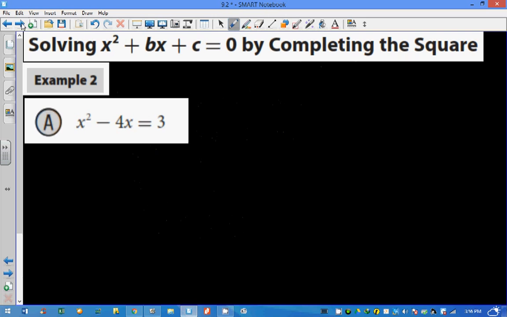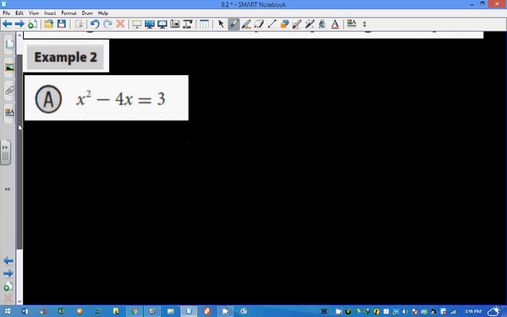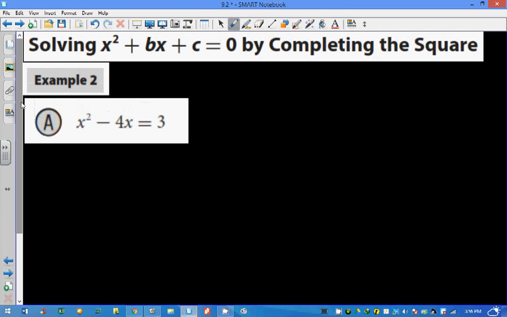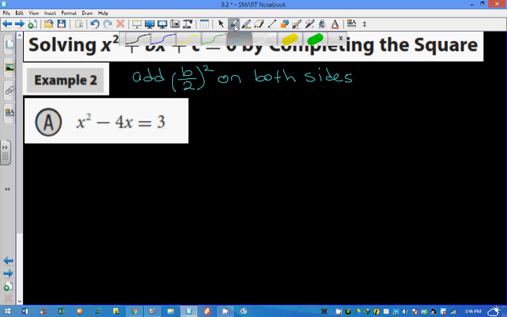So another subtitle: solving x squared plus bx plus c equals 0 by completing the square. Now we are going to solve for x. The same method we will use: add (b over 2) squared on both sides. So let's talk about example 1.